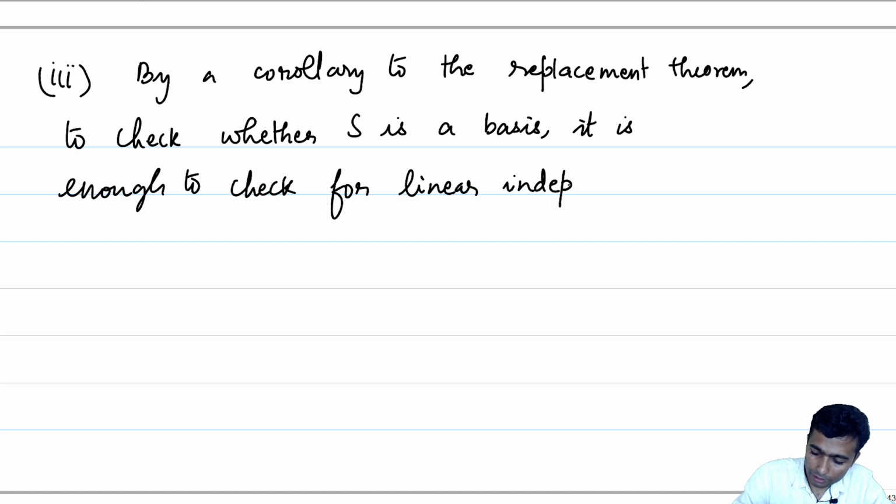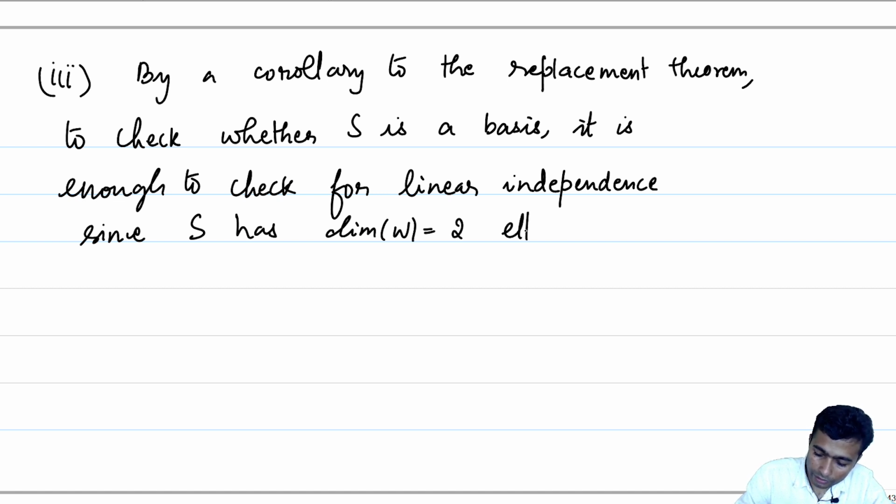And why is that the case? Because the dimension of W is equal to 2, and S has 2 elements. So, if this set is linearly independent, it is necessarily a spanning set. We could have done the other way also. We could have just checked for the spanning property, and any spanning set which has dimension of W elements should necessarily be linearly independent as well. We will just check for linear independence.